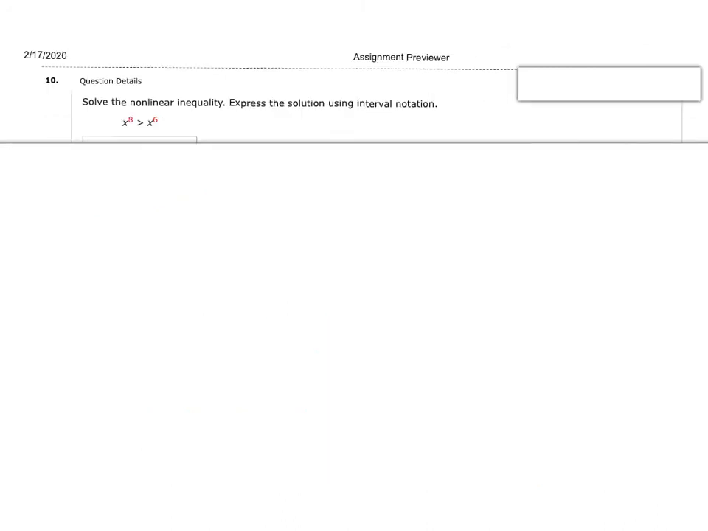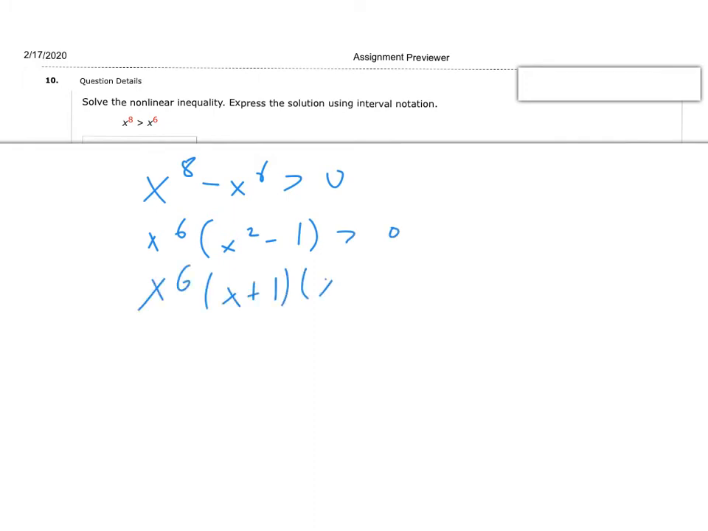All right, next up here, we got another one. So we want to move this all to one side. So I'm going to subtract that over, and then we're going to factor. So I'm going to GCF an x to the 6th power, which will give me x squared minus 1. And then I need to factor that some more. That'll be x plus 1, x minus 1.